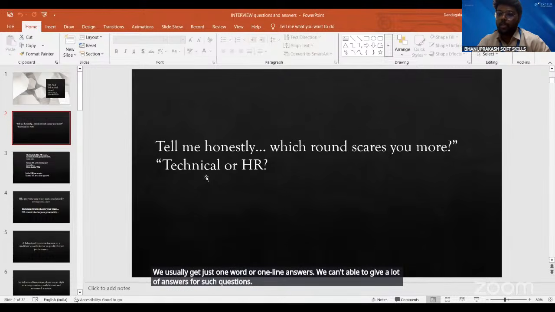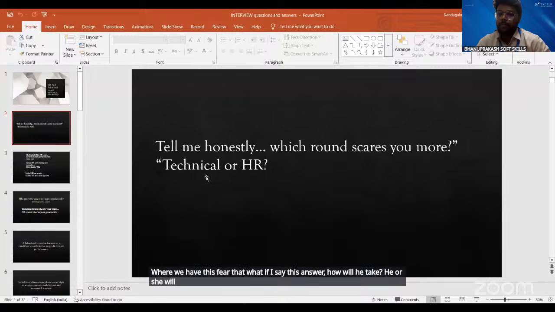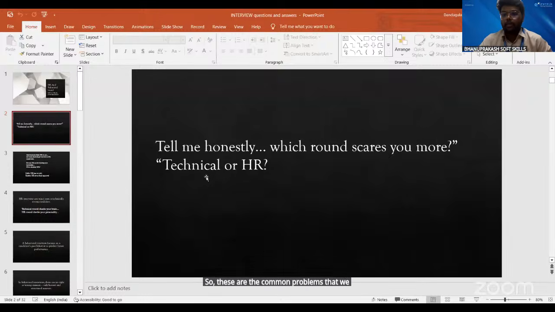Or sometimes the questions are very critical, and we have this fear: what if I say this answer, how will he or she take it? So these are the common problems that we face in the HR round. That's why a lot of people are out of the HR round mostly.